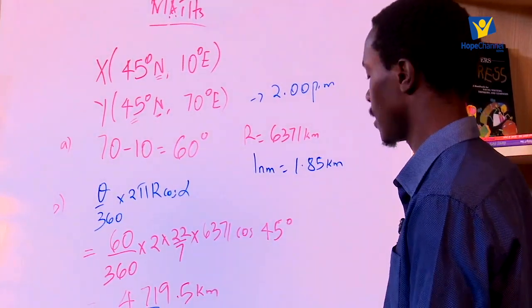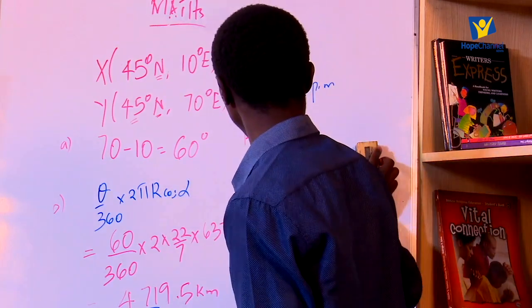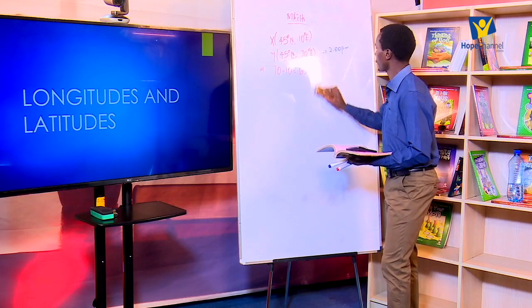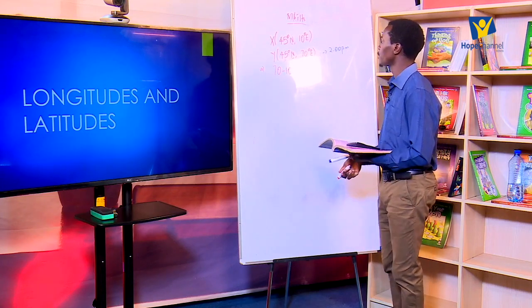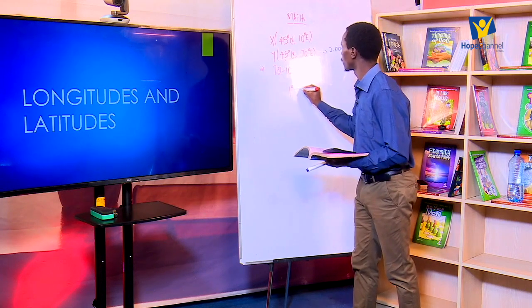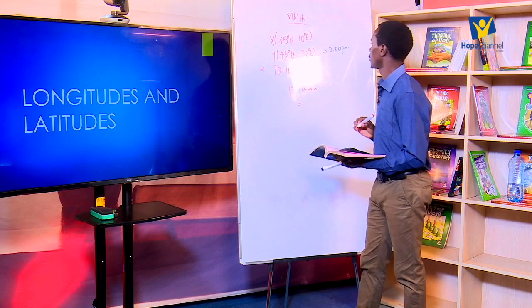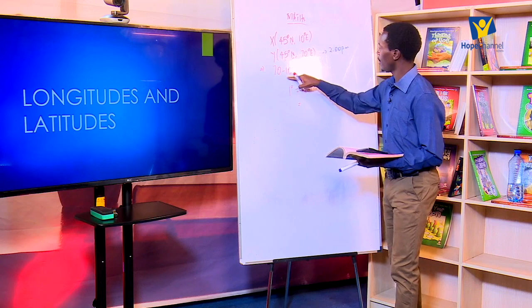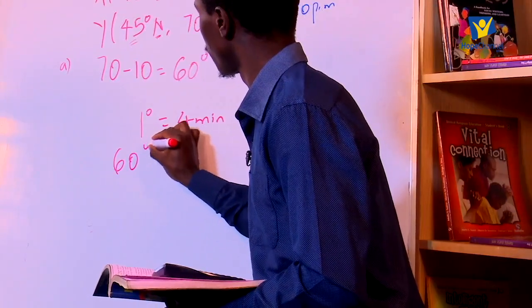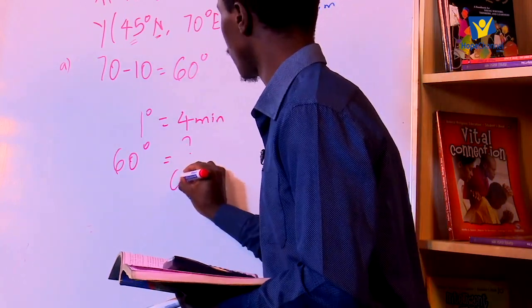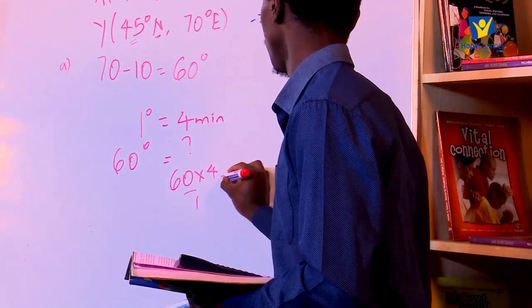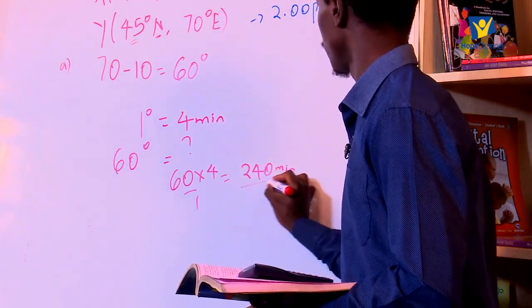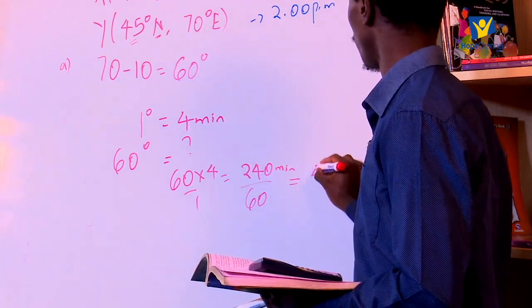So basically what you're going to do first is find the longitude difference, which you already have as 60 degrees. Now remember, 1 degree is equal to 4 minutes. And then we have the longitude difference being 60. So how many minutes are those? That will be 60 multiplied by 4 over 1, which gives us 240 minutes. Now convert that to hours. So divide by 60. That should be equal to 4 hours.